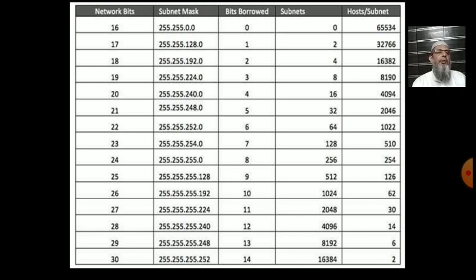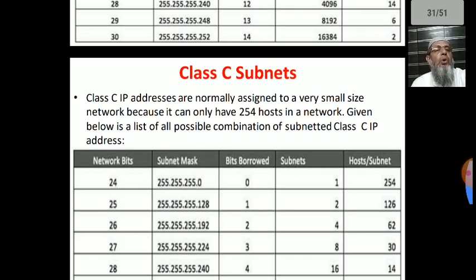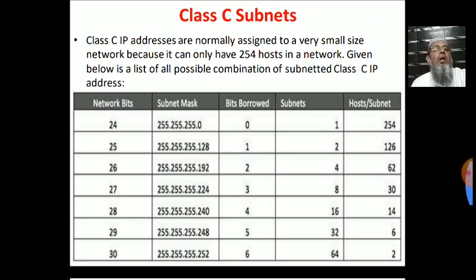Because 2 bits are there, 2 raised to 2 means 4 addresses will be there. But the first address will be the network address, and the last address, containing 255 in decimal as the last octet, will be treated as the broadcast IP. This is class C.